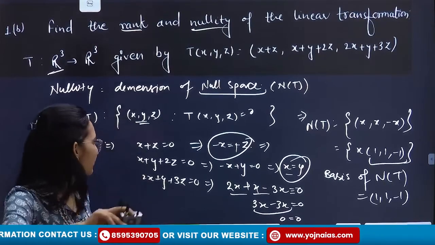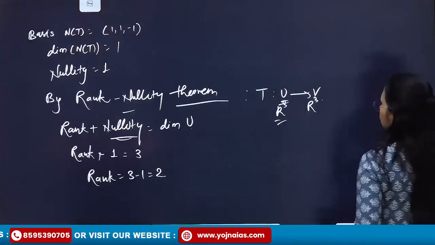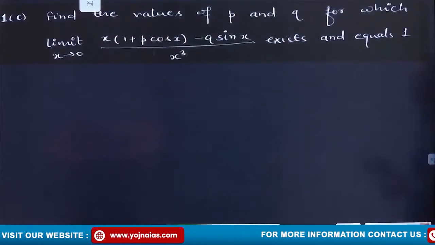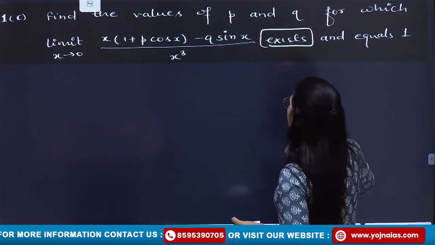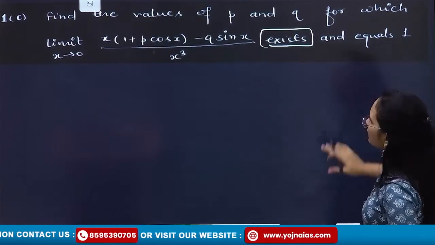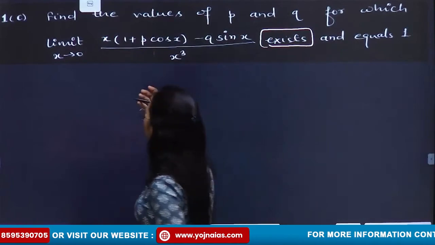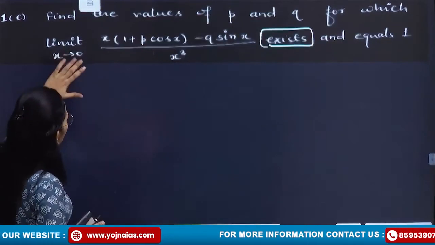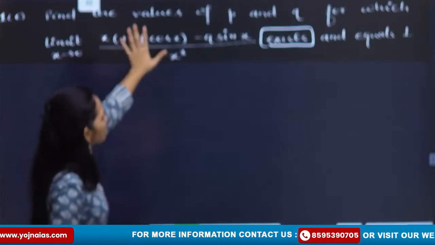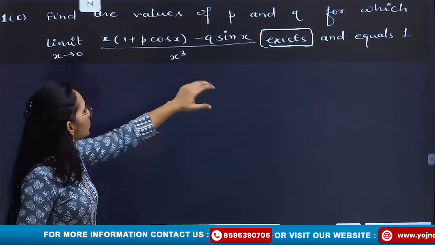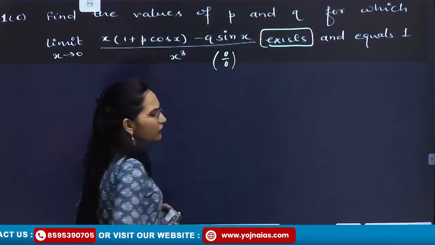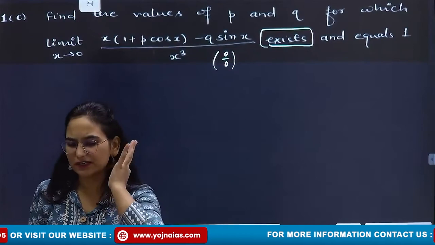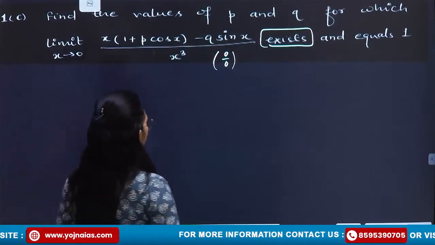Next question is: find the values of p and q for which the limit exists and equals 1. Directly, once we put 0, it is going to be 0 into something, 0 minus q sin 0, that is 0 divided by 0. What is this? This is 0 by 0, and if you have the 0 by 0 form, then it is one of the indeterminate forms, right?